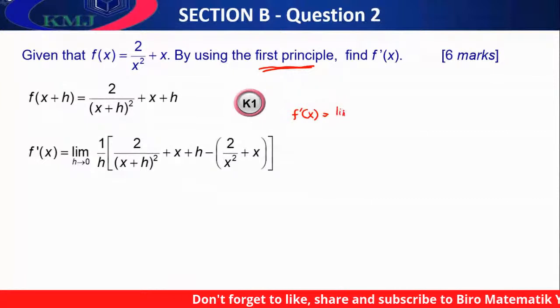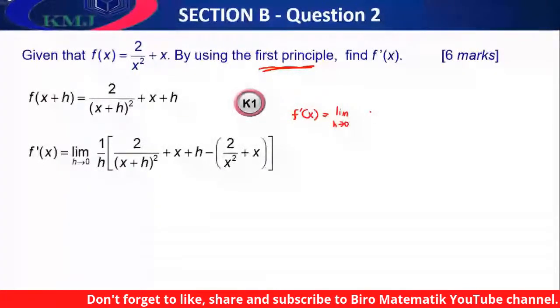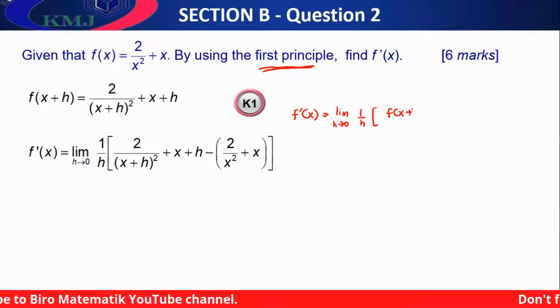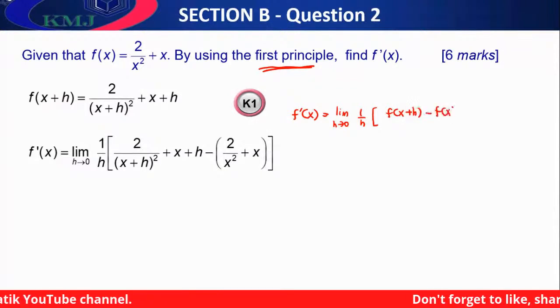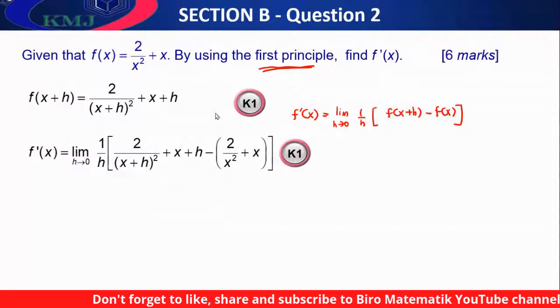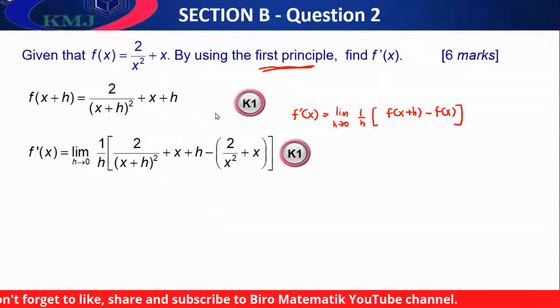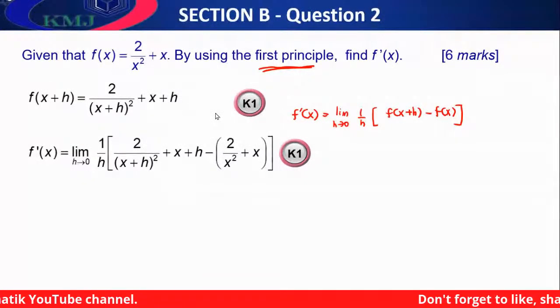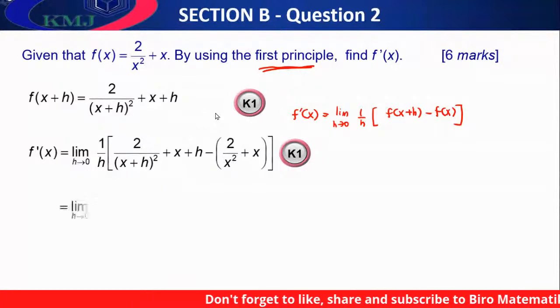Substitute into the formula of first principle, which is f prime x equals the limit as h approaches 0 of 1 over h multiplied by f(x plus h) minus f(x). So substitute f(x plus h) and f(x), 1 mark. After you substitute, you need to simplify the function. How to simplify the function? You need to open all the parentheses and simplify it.